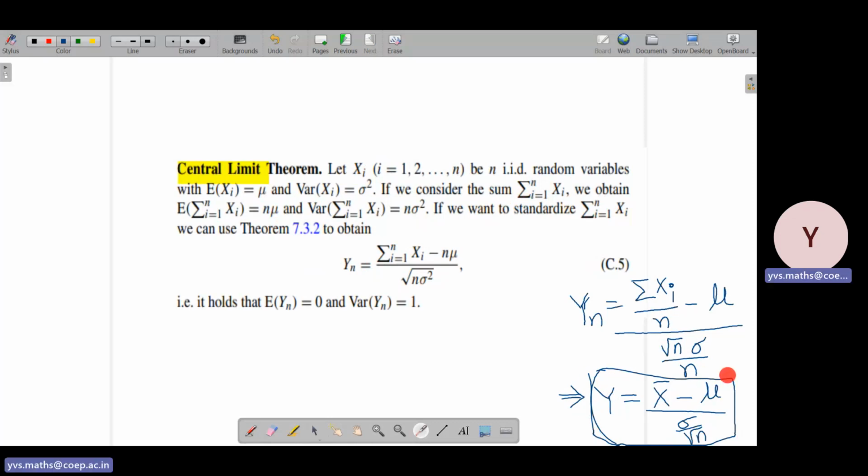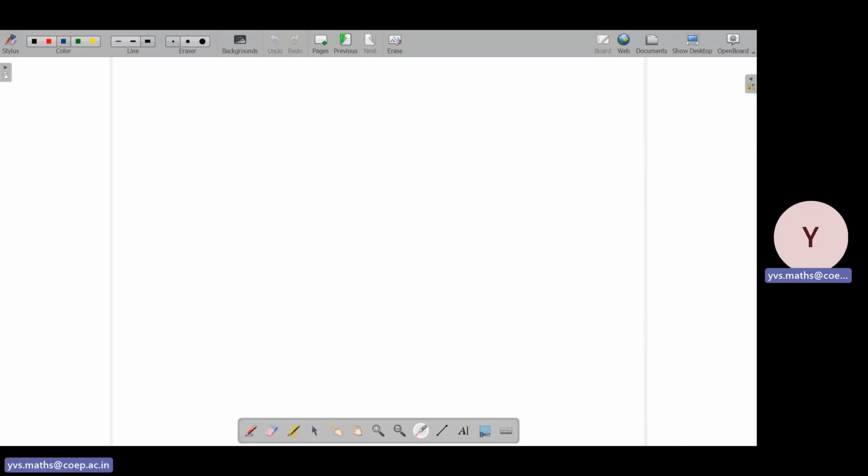Okay, so with this we will go ahead with the type of distribution that we want to learn here, and that is the t-distribution. Let me just start with the t-distribution. This distribution is used mostly if sigma is unknown.